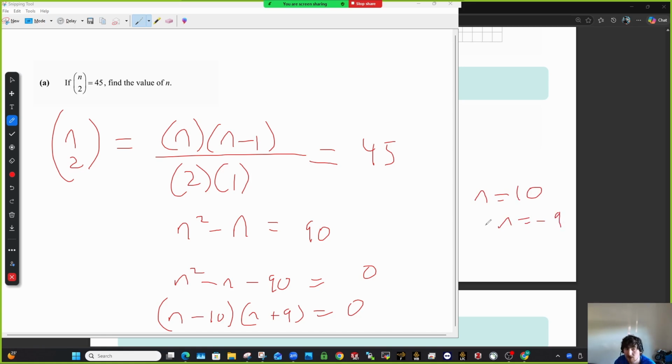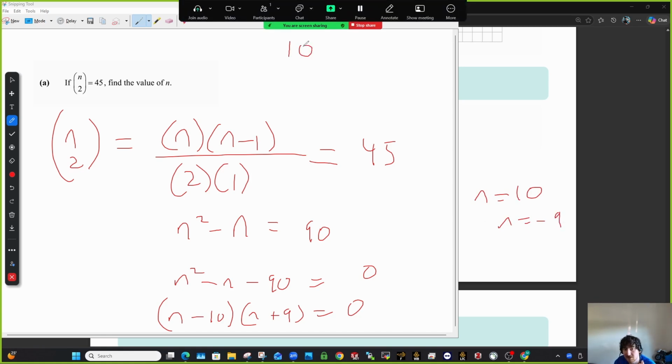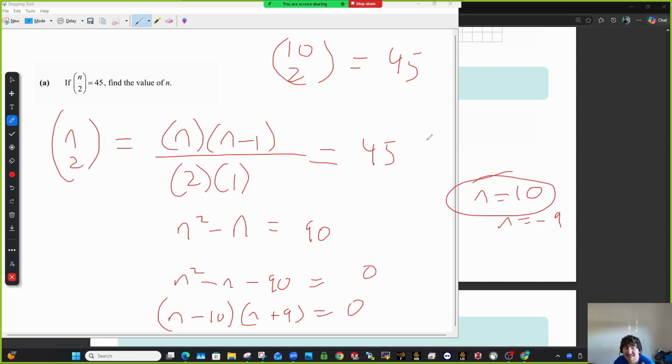And as you've seen, by complete chance, I decided to give you the example of 10 choose 2, and it worked out as 45. So that's why n is 10. Okay? So yeah, so that's the answer. N obviously can't be negative, so that's not possible. Okay. So yeah, that's how that works.